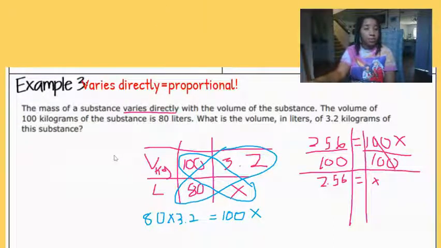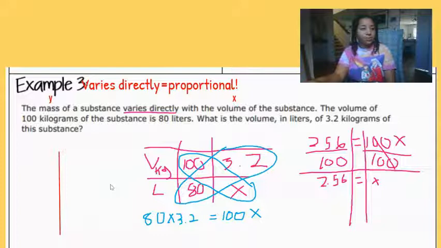Varies directly, it is proportional because it has varies directly. That's very important. When you have varies directly, just know that there's not going to be a y-intercept. There's not going to be a starting point because it's a proportional relationship. Okay, y and x. Y is mass. X is the volume.